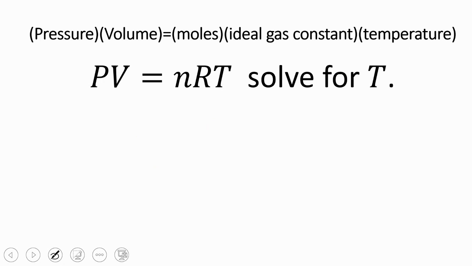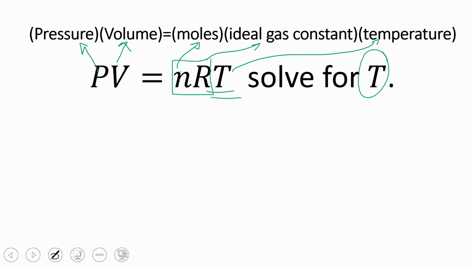Pressure times volume equals the moles times the ideal gas constant times the temperature. So this R represents that, the T represents the temperature, and the N represents the number of moles. The V is the volume, P is pressure. So if I say solve for T, I'm trying to get everything away from T. Those things are being multiplied to T. So in order to get it by itself, I just divide by NR.